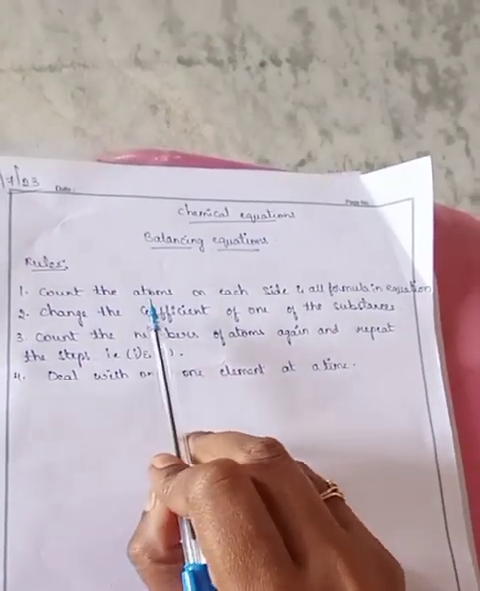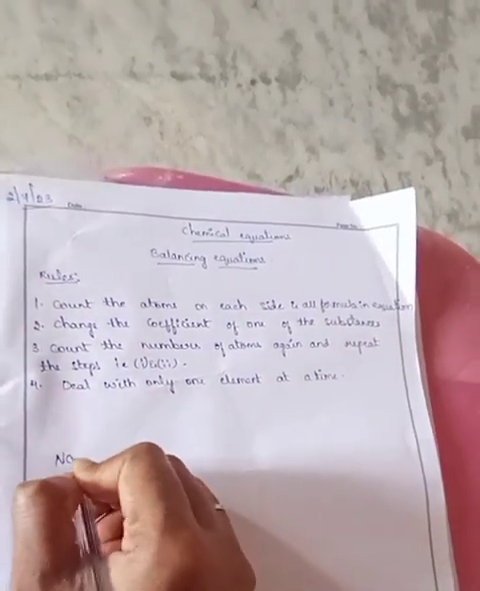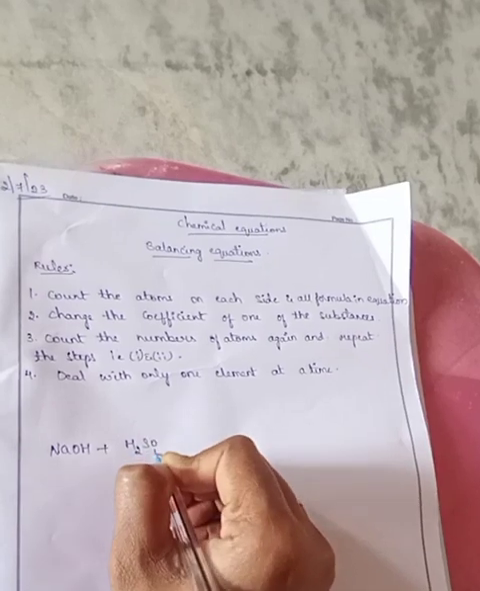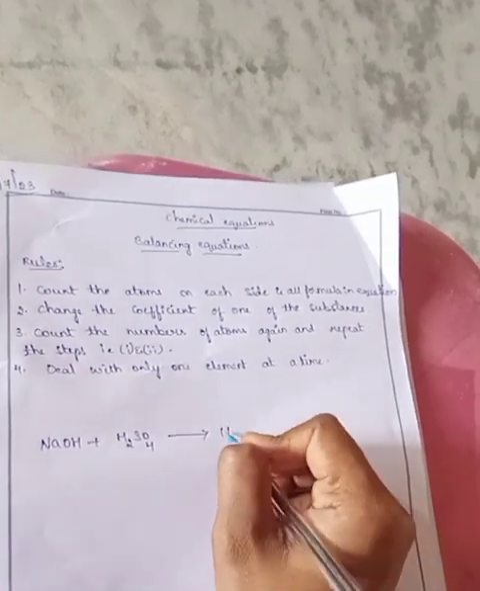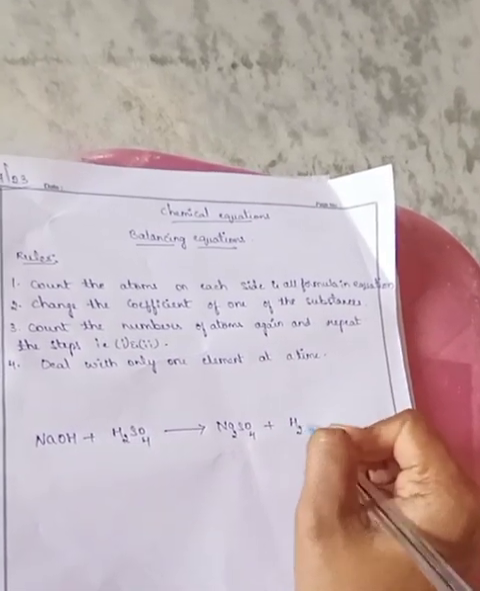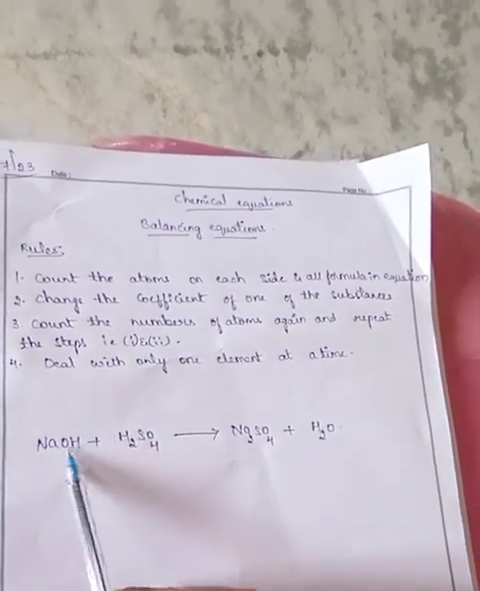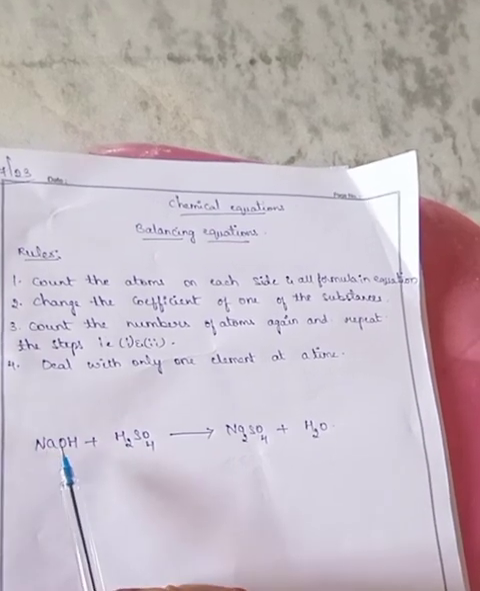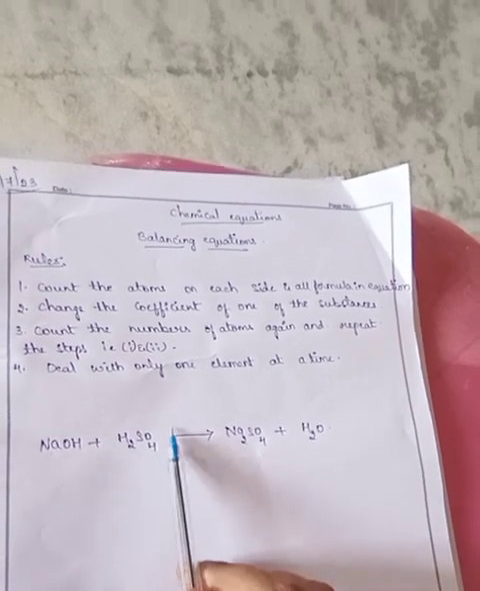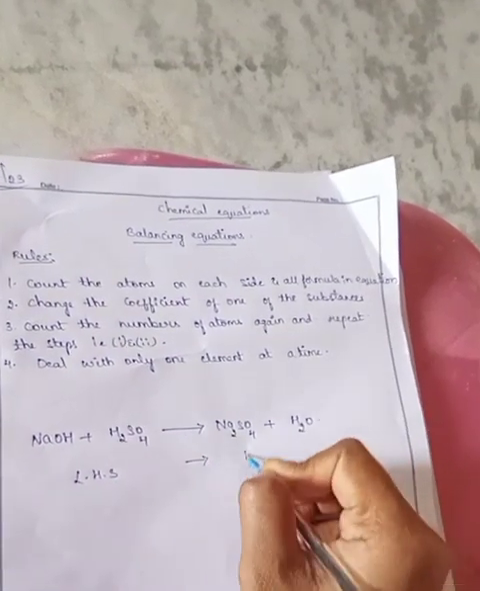First you have to count the atoms on each side of the formula. For example, let me give you a formula: NaOH, that is sodium hydroxide, plus H2SO4, sulfuric acid, which is going to give you Na2SO4 plus water. In this you have to count the atoms on each side. This is one sodium, one oxygen, one hydrogen, plus two hydrogens, one sulfur, four oxygens. So this is on the LHS. Now this side is called LHS and this side is called RHS.